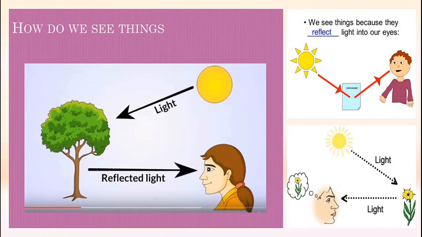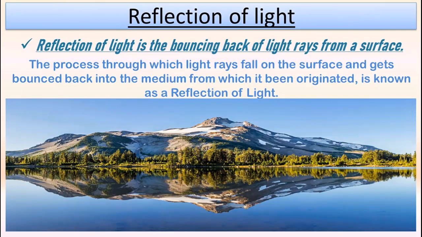How do we see anything? Or how can we identify any object? That is because of reflection of light. How can we define reflection of light? In simple words, you can say that reflection of light is the bouncing back of light rays from a surface in the same medium. Let's understand this reflection of light with an animated video.